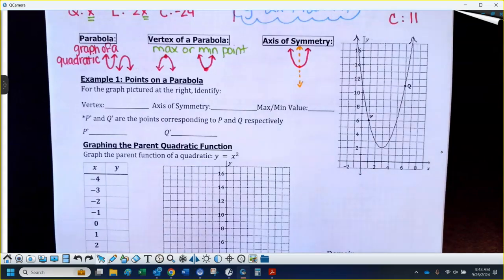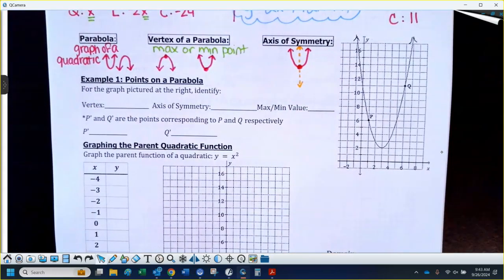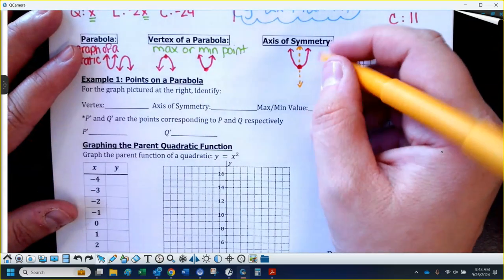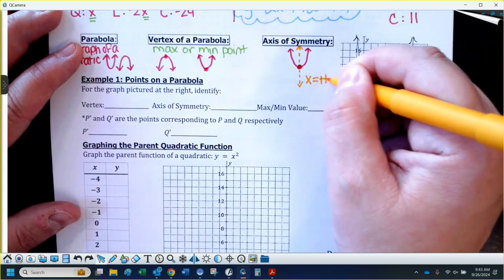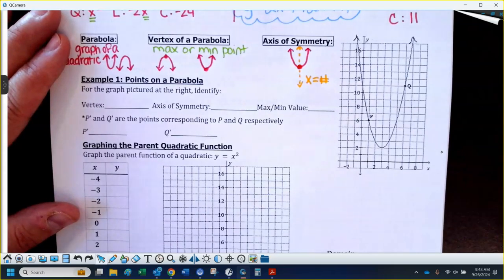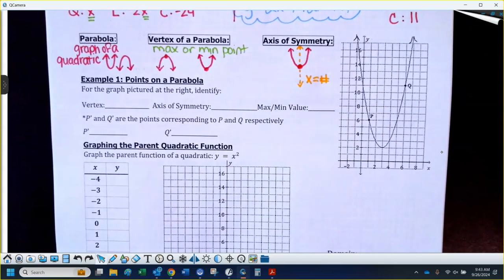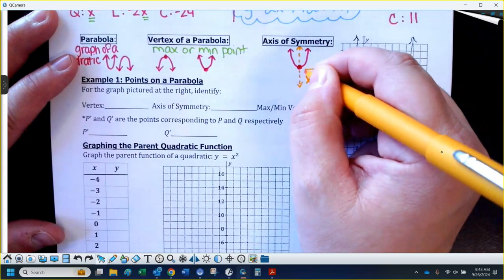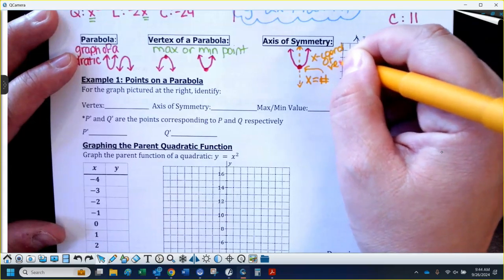Now, two quick things. First of all, this has to go through the vertex. This is the only point because the vertex will be right in the very middle. It has to go through the vertex, and it has to be a vertical line. So if it has to be a vertical line, it is x equals some number, and that's the equation. An axis of symmetry is an actual equation, so you'd have to write x equals a number. Now, that number is just the x coordinate of the vertex.